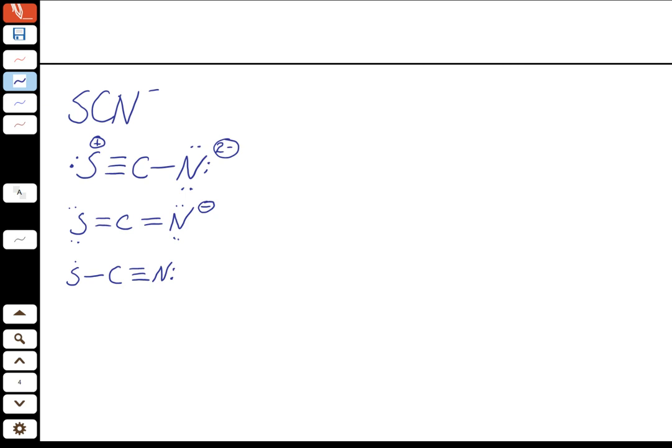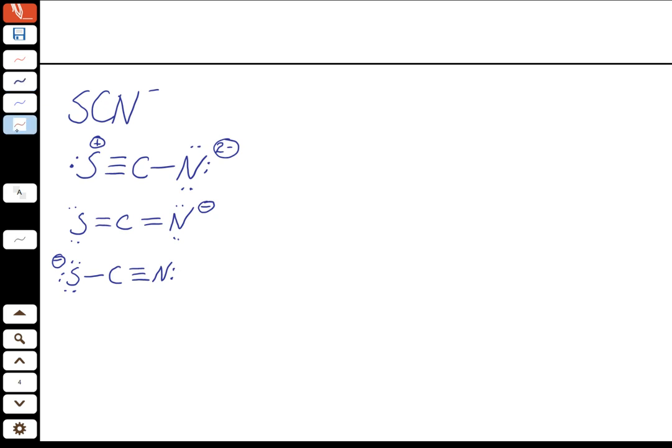All right, do something like that. So you may have also noticed in this structure that if you try to connect those in a different way, like if you try to put sulfur or nitrogen in the middle, it doesn't quite work out. You get weird formal charges, or you have trouble satisfying octet rules. If you really want to minimize formal charges, you have to keep that connectivity SCN.